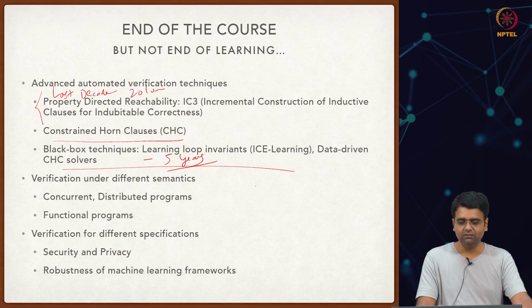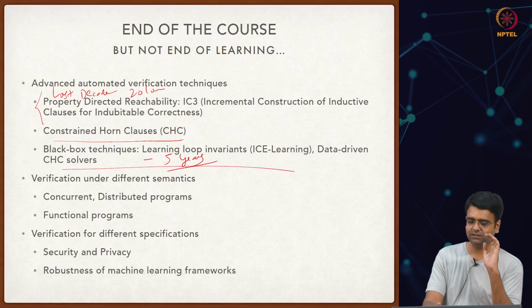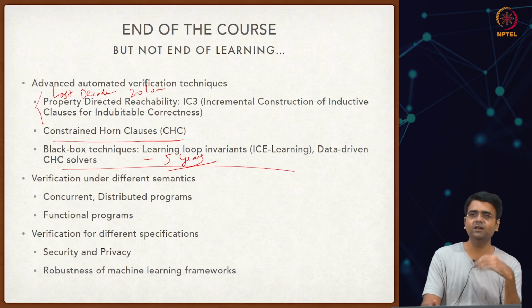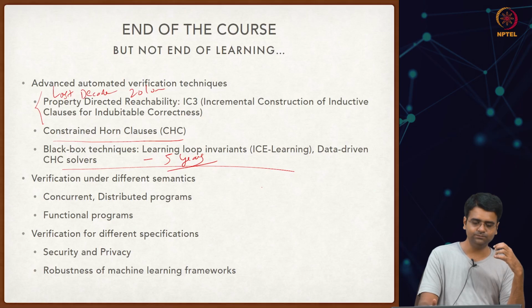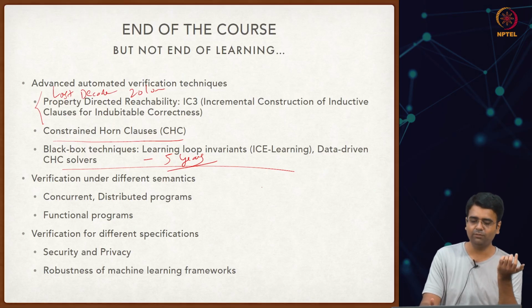Automated verification is undecidable. So you will never have a technique which will always succeed for all programs, but what we really want to do is verify a maximum set of programs, as many programs as we can, and not just verify simple properties but complex specifications, full functional correctness and so on. So this is ongoing research in automated verification techniques.